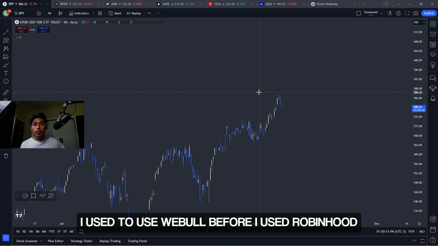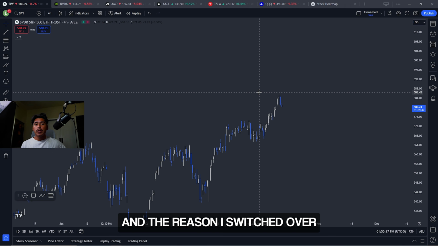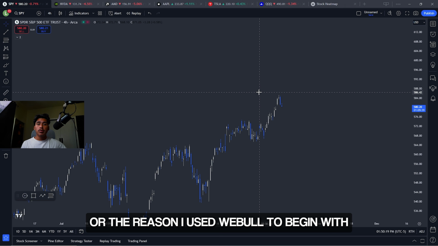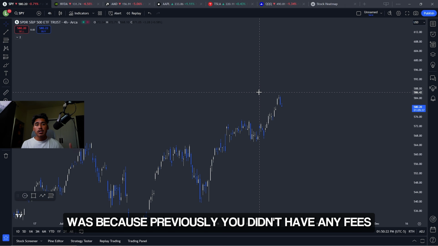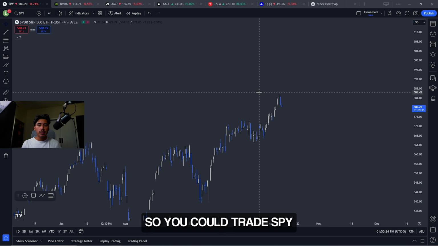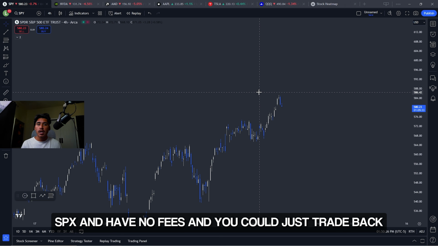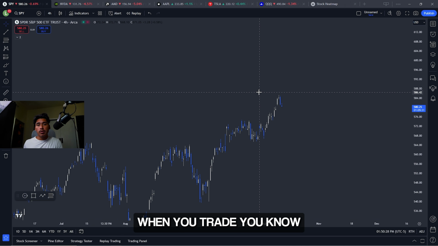I used to use Webull before I used Robinhood. The reason I used Webull to begin with was because previously you didn't have any fees. So you could trade SPY, SPX, and have no fees, and you could just trade. Back when you're trading with a few hundred dollars, every dollar matters, right? So I was over on Webull.